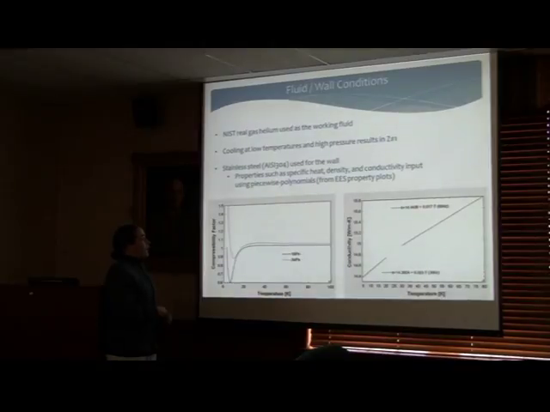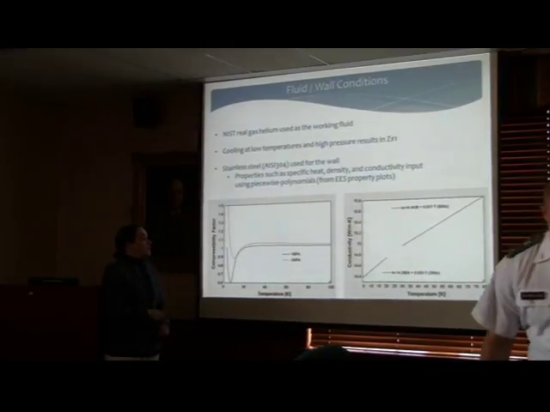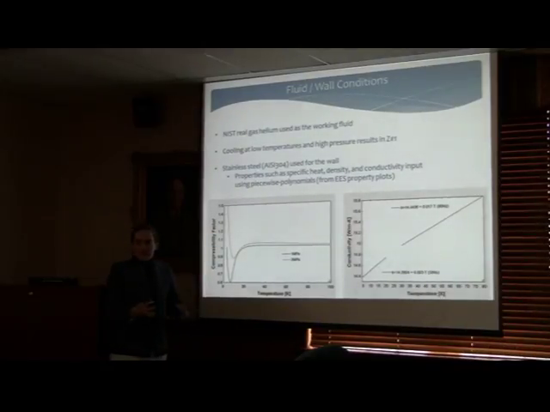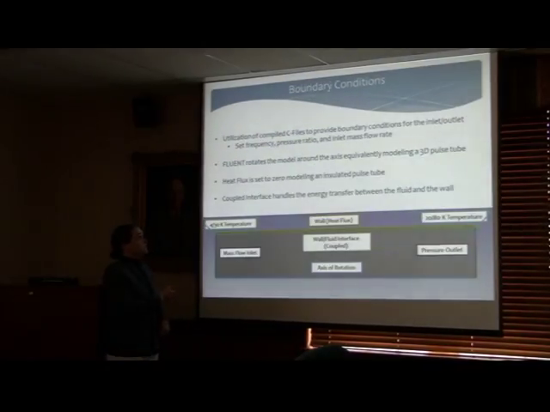And then the wall, we used stainless steel. The way that we found properties for the wall is we used a curve fit in Engineering Equation Solver, EES, and found these values for both 4 to 20 and 30 to 80 for the wall properties such as specific heat, density, and conductivity. And we inputted them in Fluent using their equivalent with the curve fit.